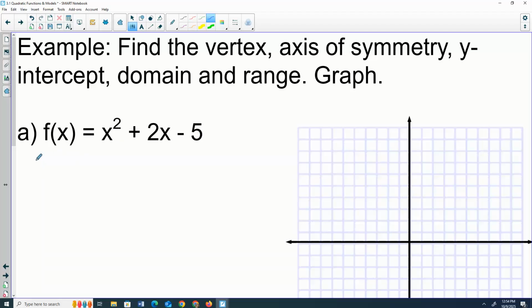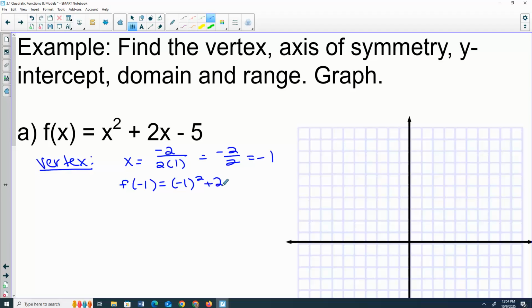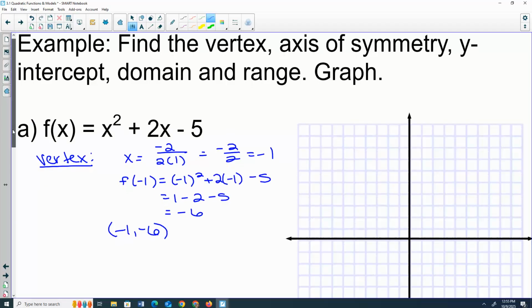This is written in standard form. If I want to get the vertex, we can use our formula to get our x. What's my b value? 2. So the opposite of b would be -2 over 2 times, what's our a? So we get -2 over 2, or -1. Then you need an ordered pair, so we need x and y. So if I plug -1 into my equation, you get -6. So my vertex is the ordered pair -1, -6.